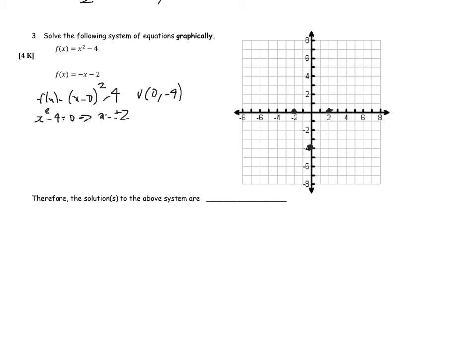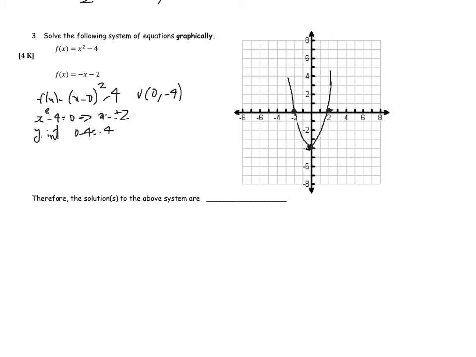And the y-intercept, I let x be 0. So the y-intercept becomes 0 minus 4, which is negative 4, which is going to be the same point. So this means that the parabola is going to go upward and it's going to look something like this.